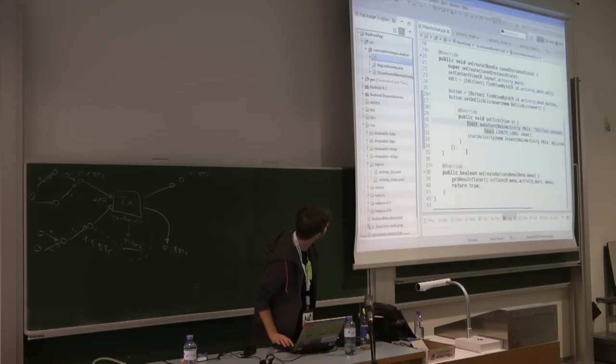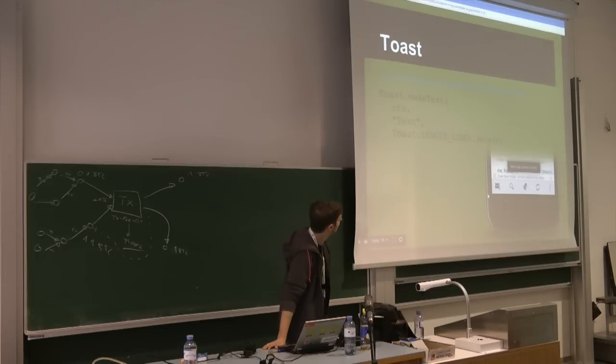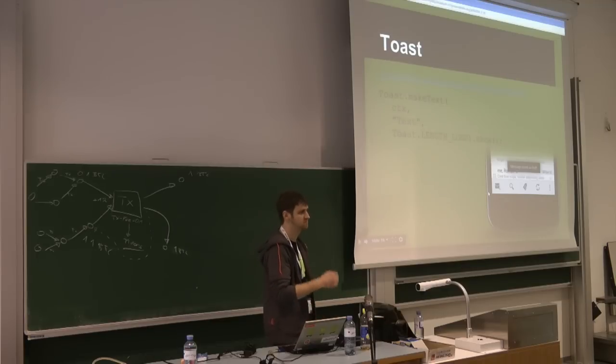So here I show a toast. A toast is a small notification at the bottom of the screen. It's very handy if you just want to say something has happened, but you cannot do anything. It's just to let you know. And it has very easy syntax. Just say make text, and how long you want to show the text. Short is a few seconds, and long is a few seconds more. And just say show, and you will get a message. So that was the idea.